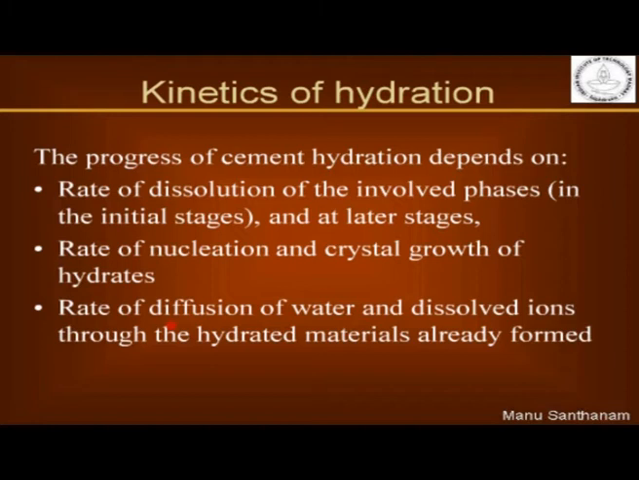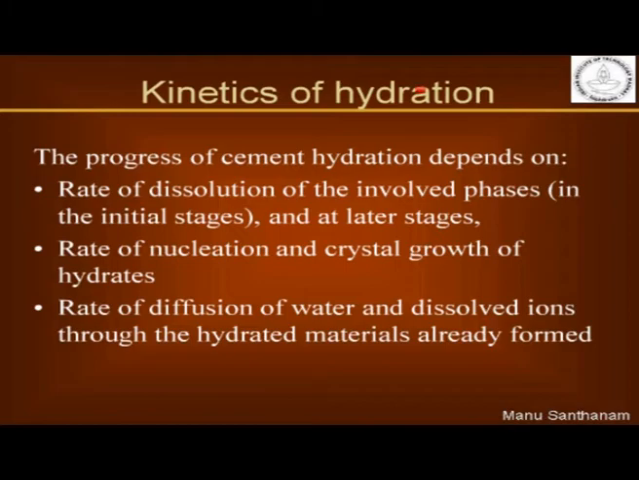So you have the rate of dissolution at the early stages, the rate of nucleation of the hydration products, and finally the rate at which water will diffuse through these layers to reach the unhydrated cement to continue the hydration. So these are the 3 factors which will control the rate at which cement hydrates.